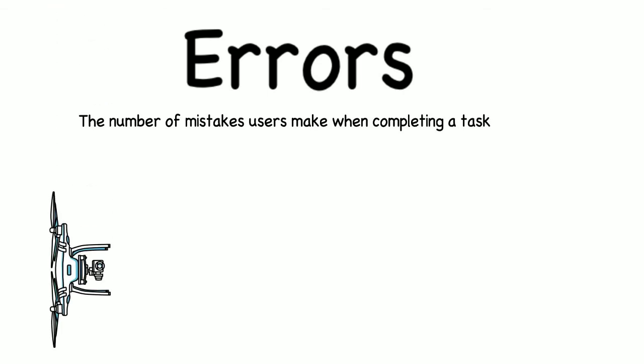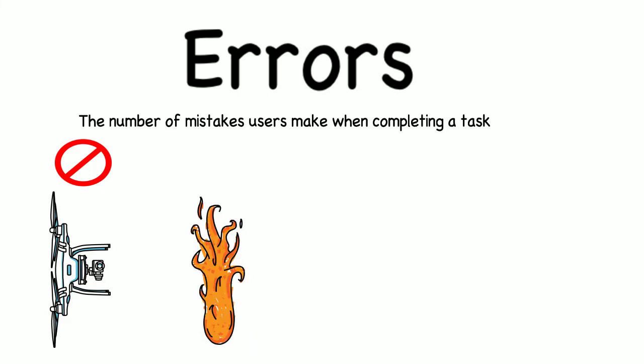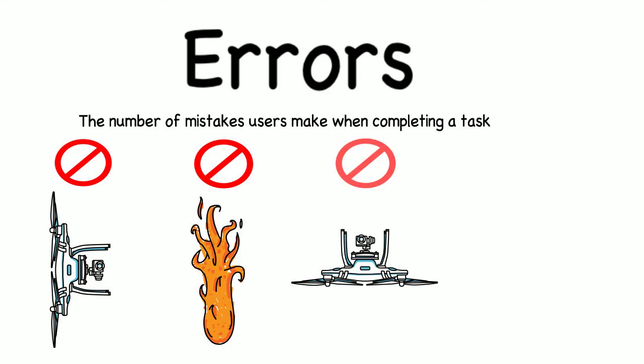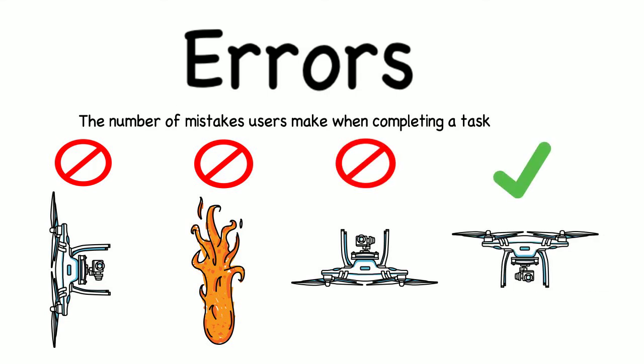Errors are the number of mistakes made when trying to complete a task. In this example, the error is the user not being able to accurately fly a drone. Other errors could consist of the user not noticing an element, taking a long time to complete the task, or failure to complete the task altogether. If there is a high number of errors made, then your product is difficult to use, making it less learnable.